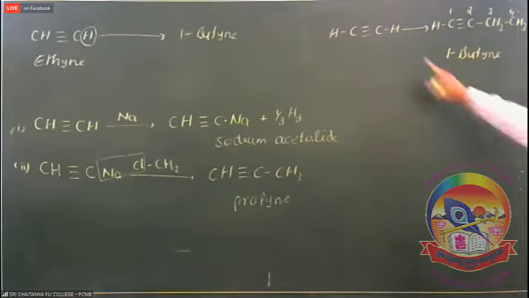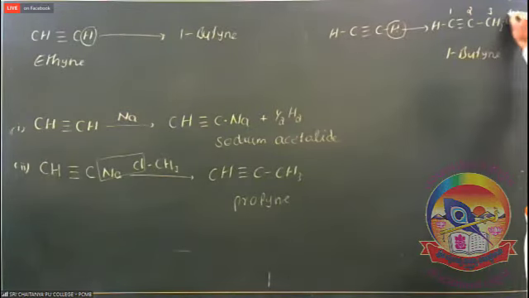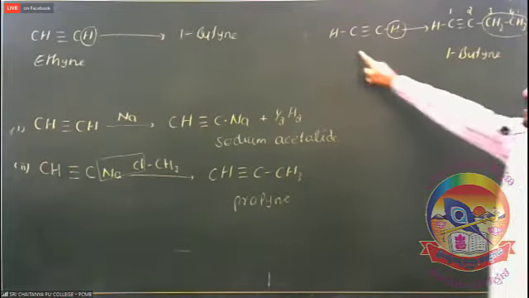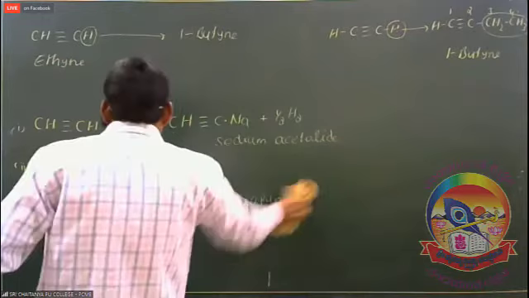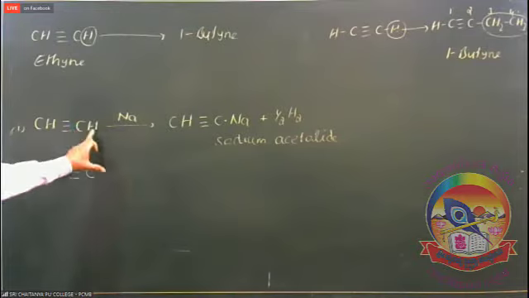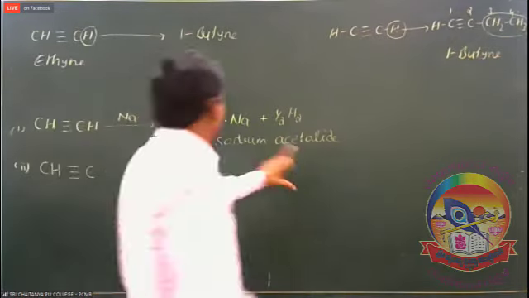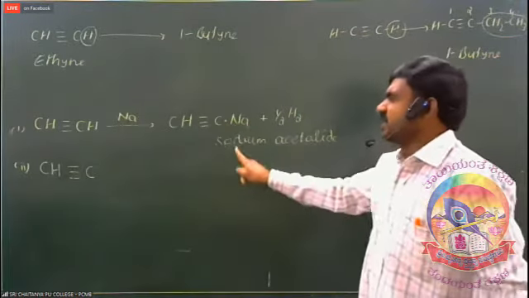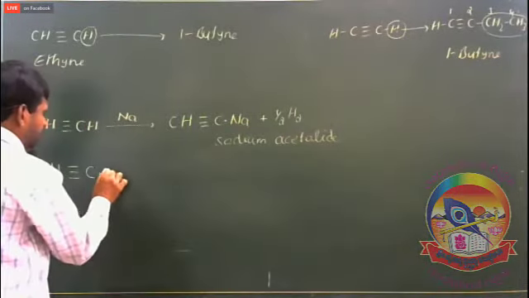What is the difference between ethyne and 1-butyne? In ethyne, this H is replaced by an ethyl group, that is the difference. So in acetylene, the acidic hydrogen is replaced by an ethyl group, then ethyne is converted to 1-butyne. So how to convert? Take this reaction. First, acetylene reacts with sodium metal. One of the acidic hydrogens is replaced by sodium. Monosodium acetylene is formed because only one hydrogen is replaced. CH triple bond C Na.